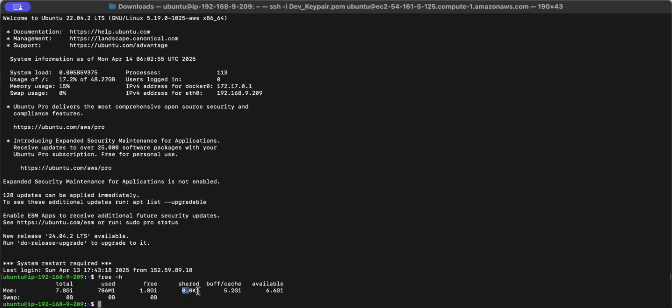Now nothing is shared. Now this is buffer cache. So there could be one question from you. If we have only 780 megabytes used and total is 7.8 GB, then why is only 1.8 GB free? This is because free is total minus used minus buffer cache. Free is something which is available straight away for use.